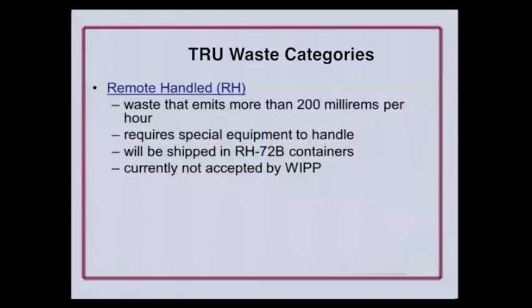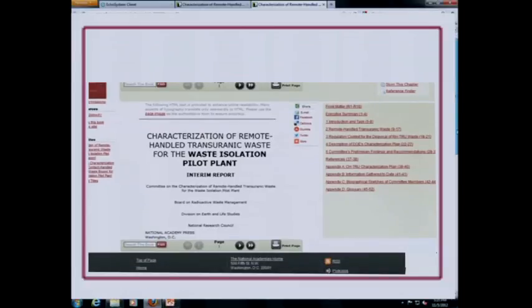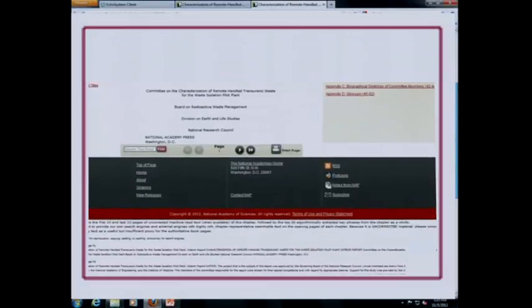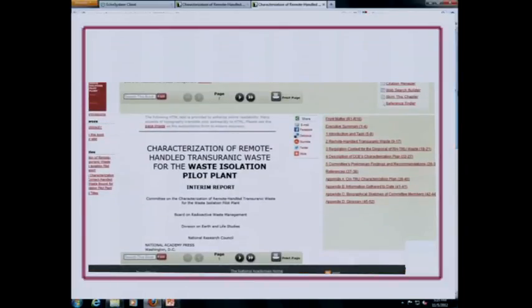And again, got a link here. It takes you to a document that talks about characterization of remote handled transuranic waste for the Waste Isolation Pilot Plant, which is WIPP. Within this report, and you can get a copy of this, by the way, this is a free publication, and this link is the National Academies Press where you can get it if you so desire. It's like 855 pages or something like that. I have a picture of it on Wikipedia from a distance.